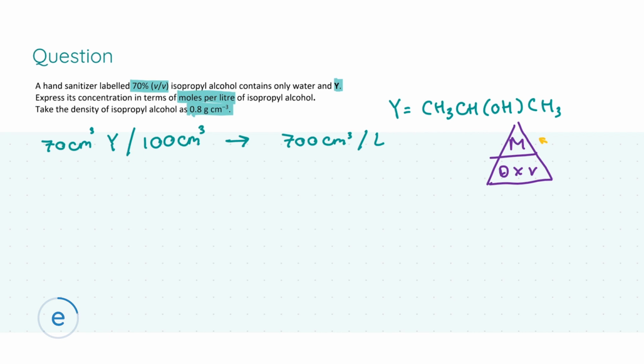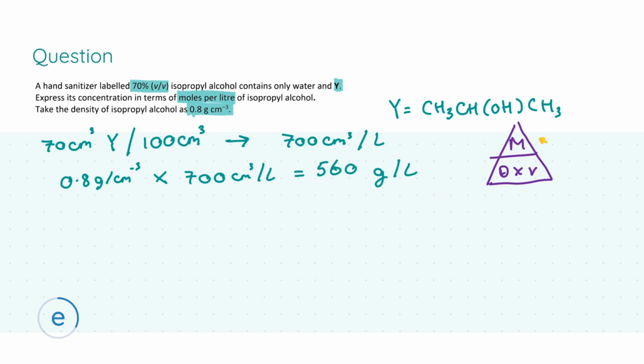Okay, so what do we have? We have the volume, which is 700 centimetres cubed, and we have the density. So we're looking for the mass, so it's going to be density multiplied by volume. The density is 0.8 grams per centimetre cubed. Multiply that by 700 centimetres cubed per litre to give us grams. Okay, and when you multiply these together, you should get 560 grams per litre.